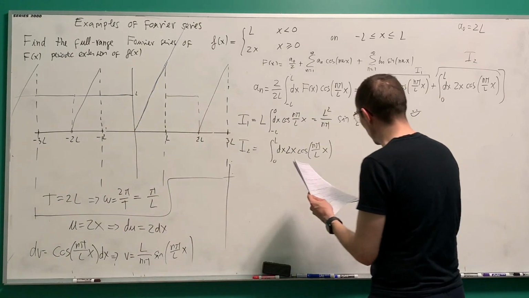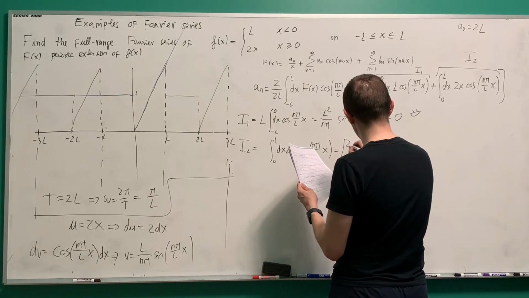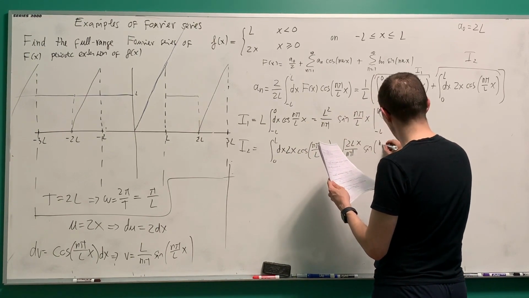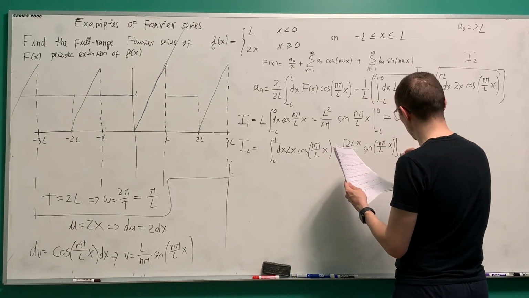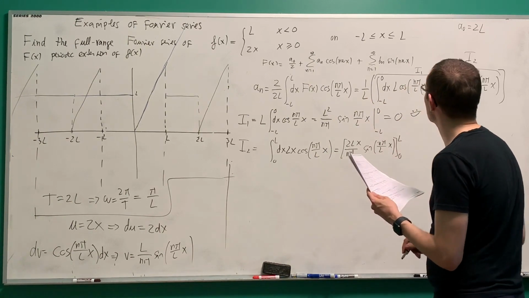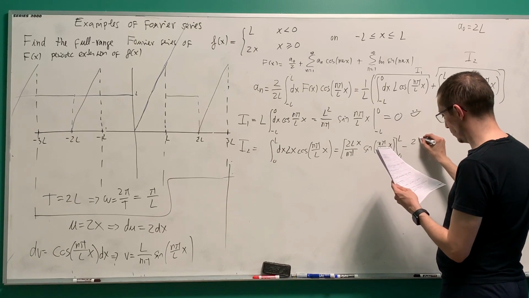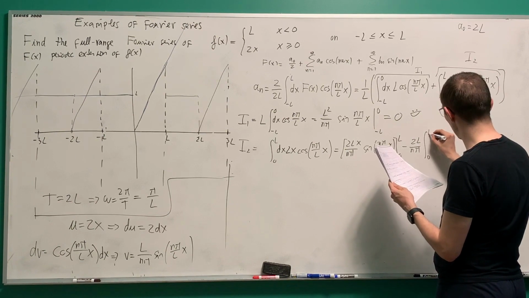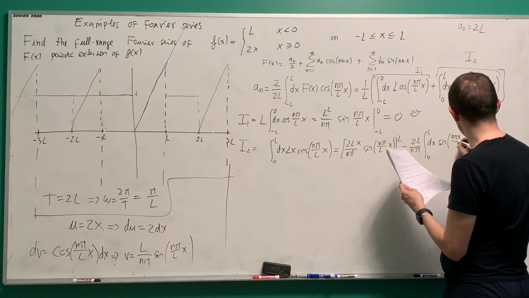Okay, I substitute the by parts here, and I get first 2Lx over n pi sine n pi over L x evaluated from 0 to L. All right, and then minus 2L over n pi integral 0 to L dx sine n pi x over L.